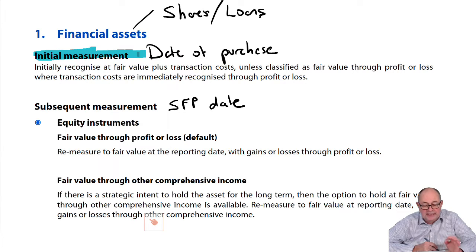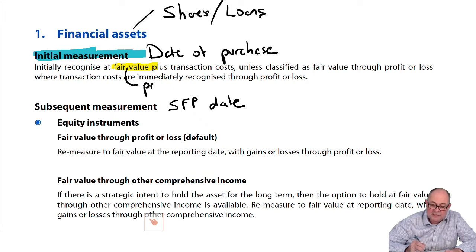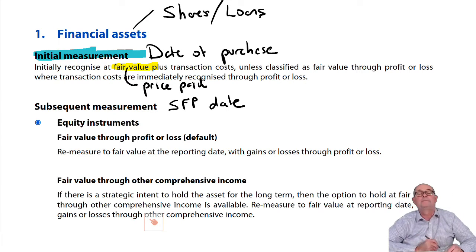So you can see, if you look in the notes, that when I initially measure financial assets, I will measure them at fair value. Fair value at the end of the day means normally the price that you've paid for the asset. So how much did I pay? That's the opening figure that would be in the balance sheet.